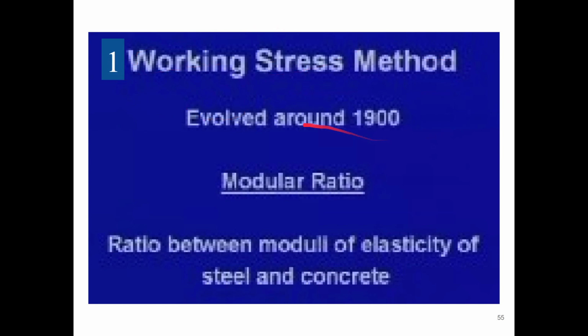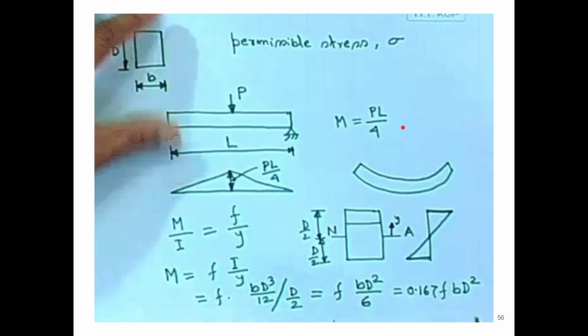This method basically evolved around 1900, and it mainly used the ratio of elastic modulus of steel and concrete, which is the modular ratio, Es by Ec. Say, for example, this is the loading case, a simply supported beam having a P load in between. So this will definitely be the BMD.